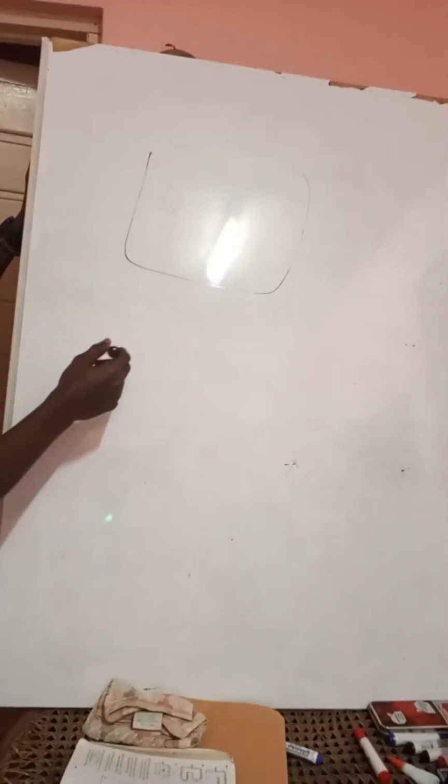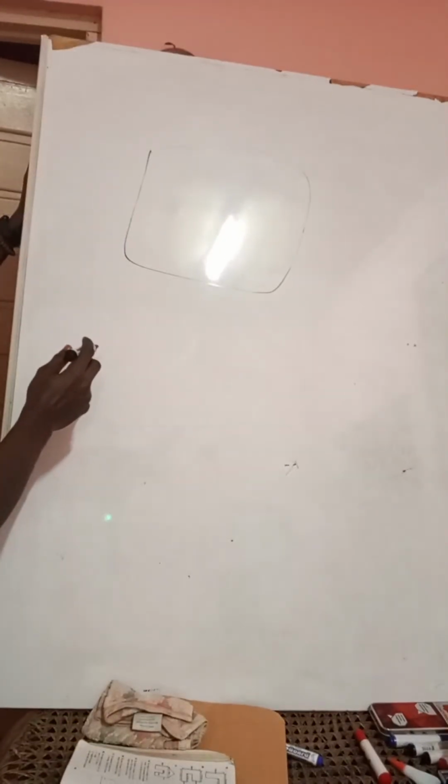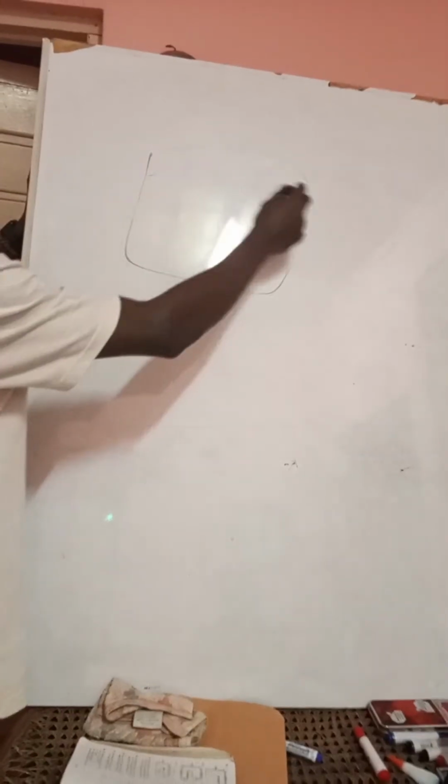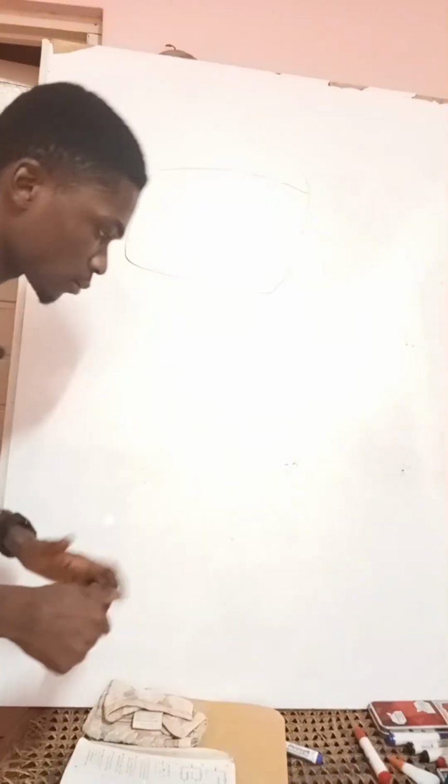Oh, I said I won't erase this side where the light reflects. Is it this side? Somewhere this side, right? I want to see somewhere. Yeah, that side, this side especially. So I won't be writing there because the light reflects there. So let's continue.